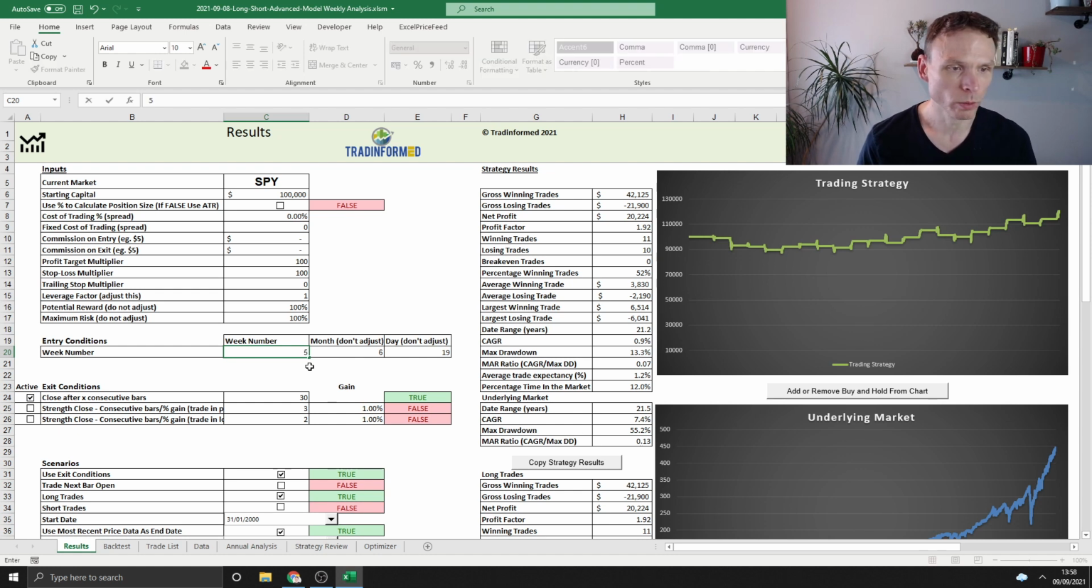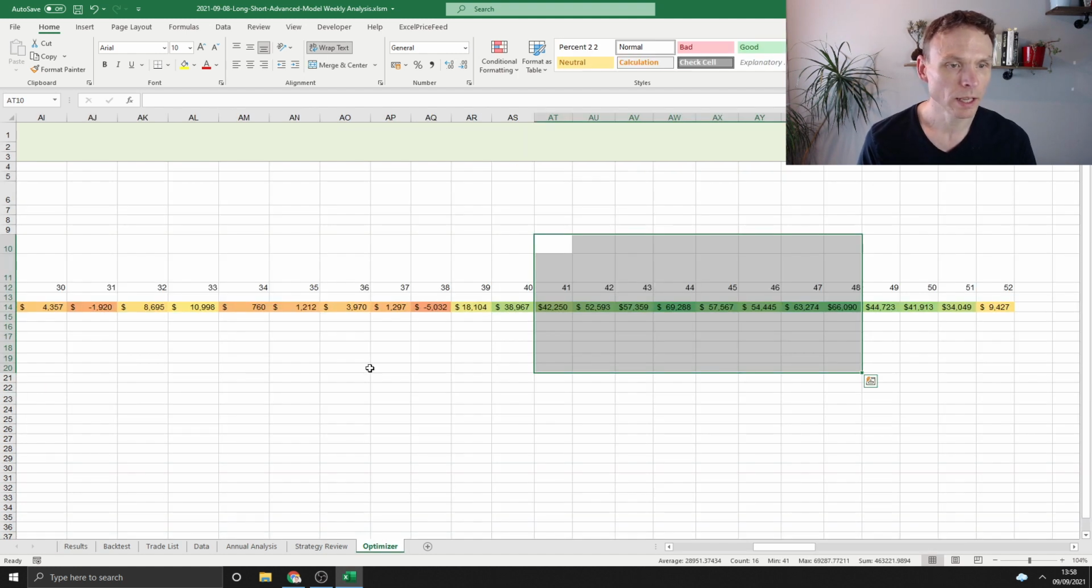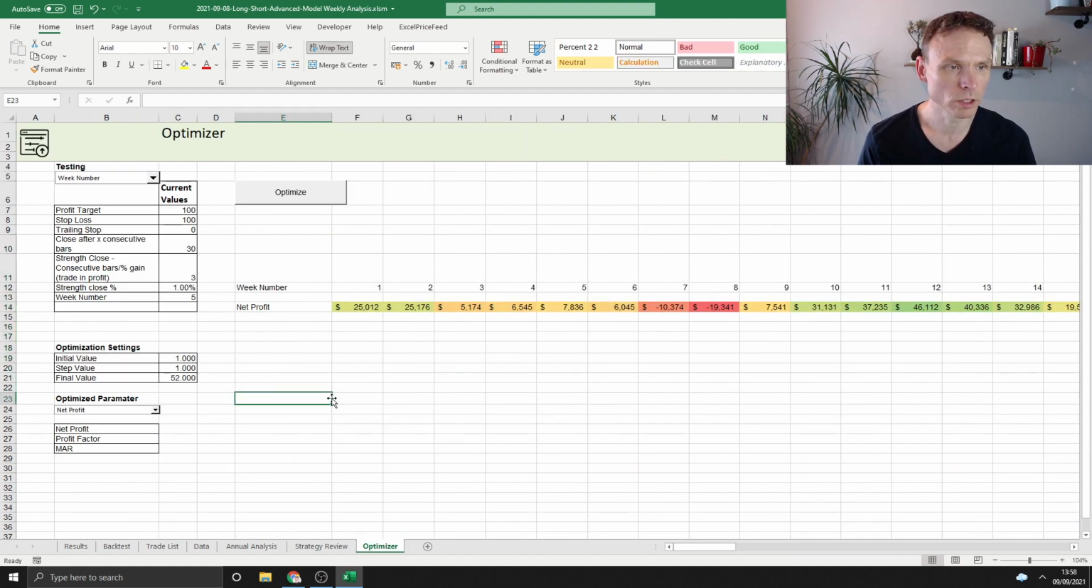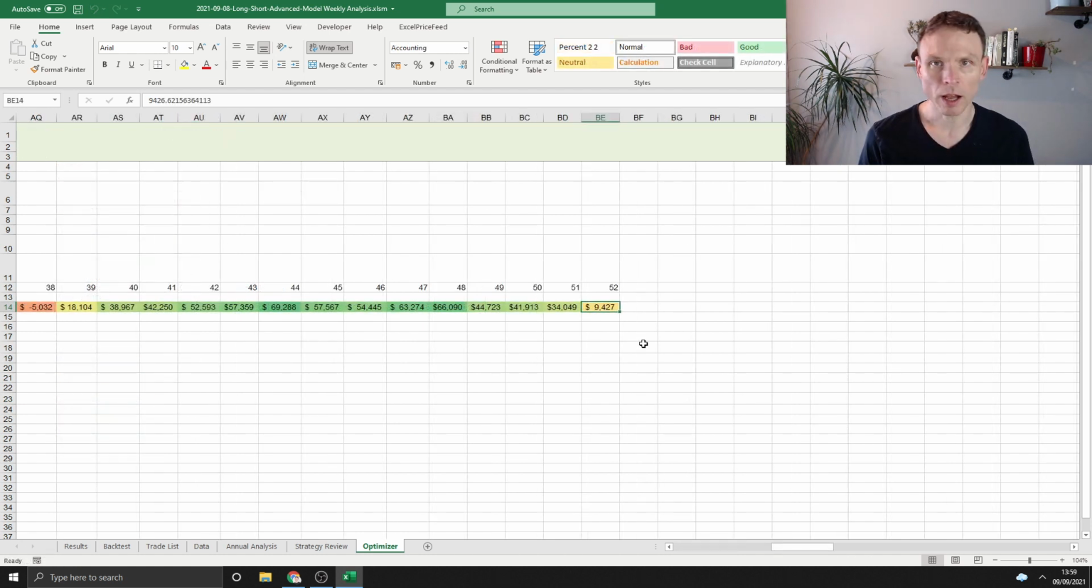Of course, it would be very easy to manually go through each of these numbers, but what I have done is use the optimizer. This is a feature in all Tradinformed backtest models, and all I am doing is going through each week consecutively. All I need to do is set the initial value, the final value, and the step value. So, click Optimize. I've got the results here. I have sped that up, but it doesn't take very long.